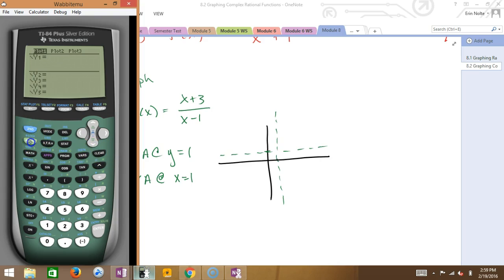Okay, so I'm going to hit alpha y equals, which allows you to do a fraction, if you didn't know that already. Okay, so the top is x plus 3, and the bottom is x minus 1. All right, here we go. Here comes the hourglass. Okay, so you can visually see the vertical and horizontal asymptotes here. If I was the vertical asymptote, you could see one there and one there.